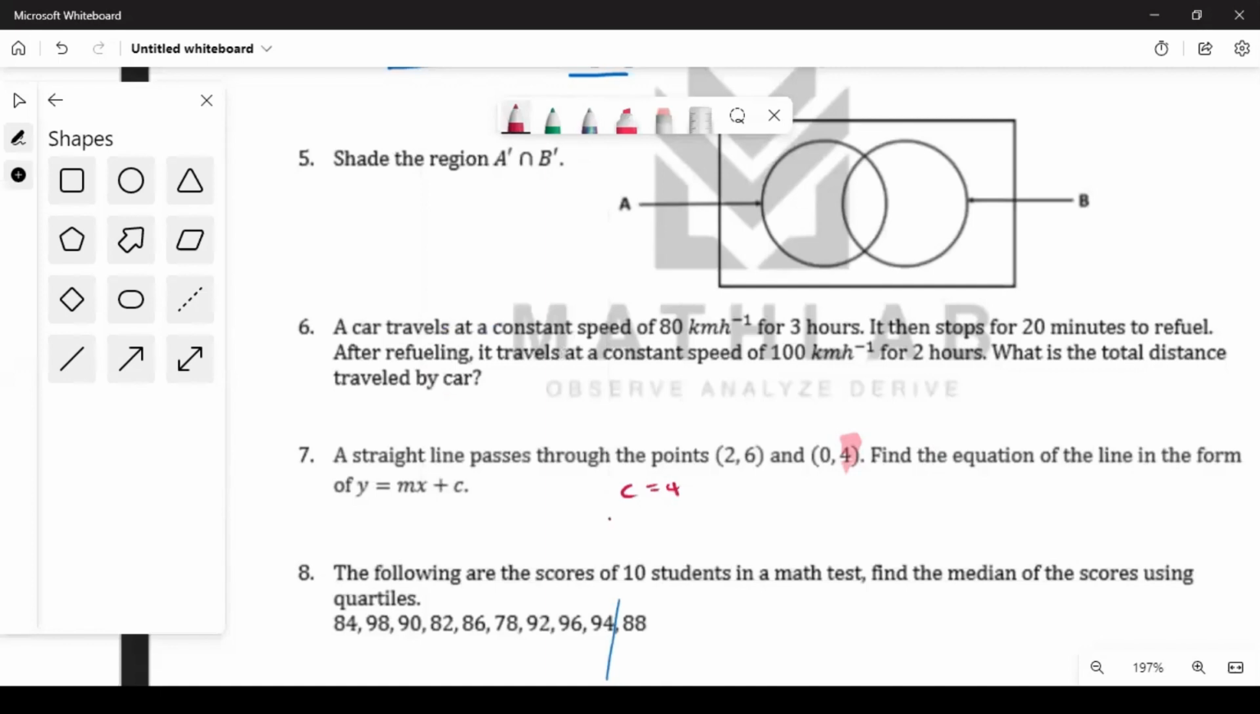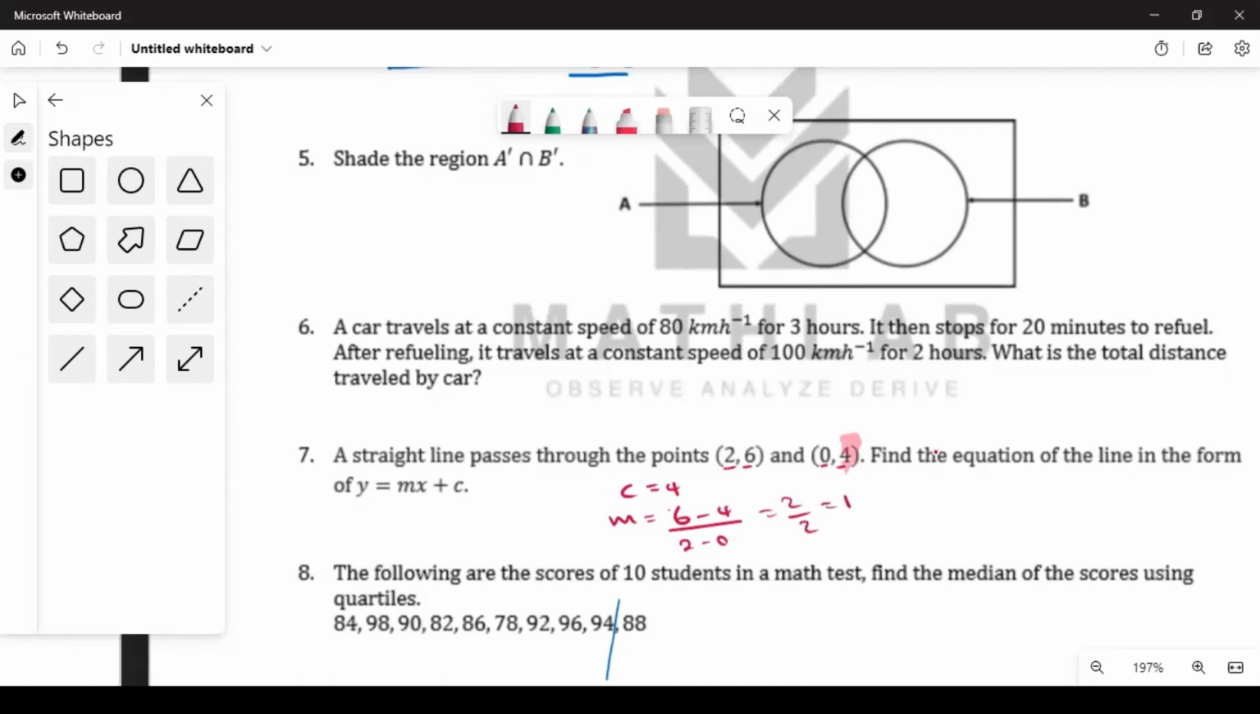If you want to calculate the gradient, gradient is denoted by m. In the exam, they might give you some other letter also. But remember, the gradient is the coefficient of the x term. How to calculate the gradient? Difference of y coordinates: y coordinate is 6, y coordinate is 4, 6 minus 4, divided by the difference of x coordinates, 2 minus 0. 6 minus 4 equals 2, 2 minus 0 equals 2, 2 divided by 2 equals 1.